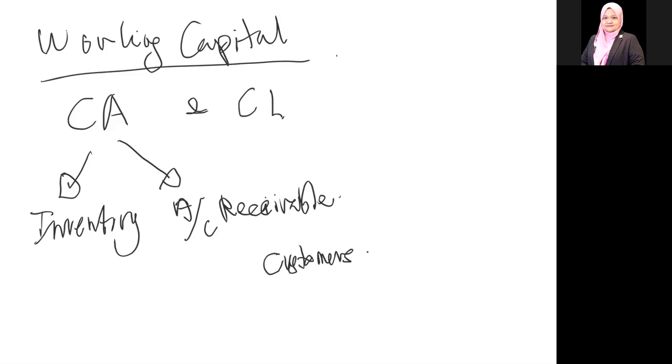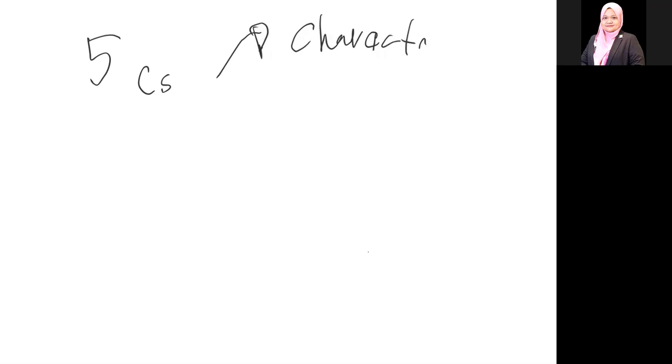Okay, so there are 5 C's of creditworthiness of a customer. The first one is character. A good character of a customer means they must have a good record of meeting past obligations. Okay. Second is capacity.